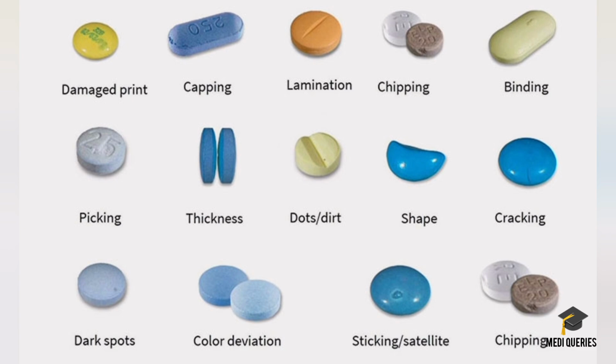So the common defects include capping, lamination, cracking, sticking, chipping, double impression. Each defect impacts tablet performance, appearance, and patient trust. Regular inspection, proper tooling, maintenance, and optimized granulation can reduce these problems. Using controlled environments, performing in-process checks, and applying good manufacturing practices is very essential here.